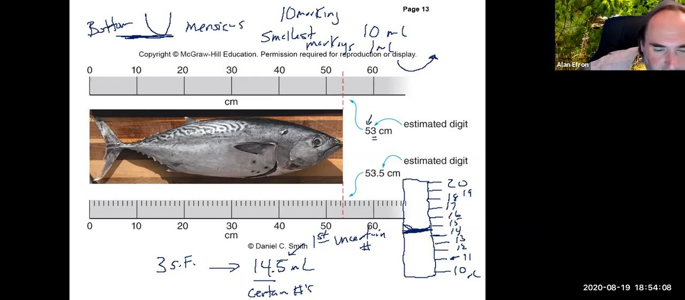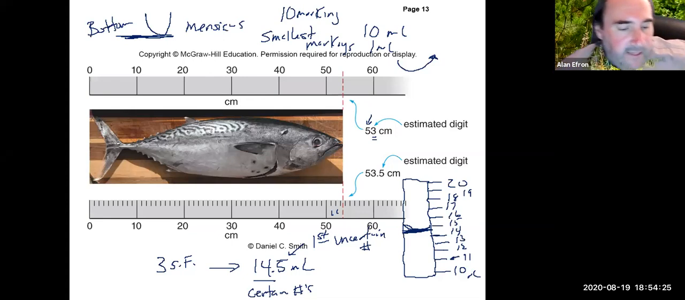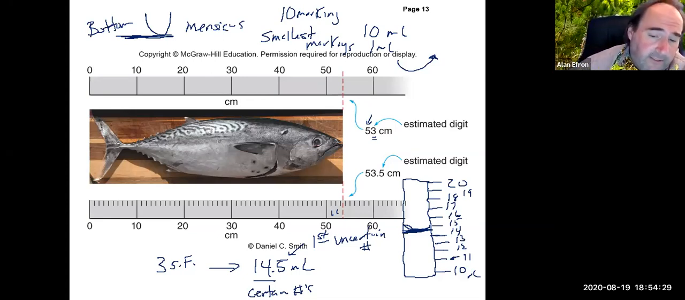Now, if we use a better ruler, like the bottom ruler, we got 50 and 60, and between them there are 10 little markings. Each one represents one. That would be 51 here, 52 here, 53 here. And again, because each of the markings is one centimeter in this case, we could go one more place to the right and we could record 53.5. The uncertain number here being the 5, and these two being our certain numbers. This tells us it's 53.5, maybe it's 53.6, maybe it's 53.4, which is a much better measurement than here, because up here, this could be as big as 54, as little as 52. So a lot more error can occur in that top measurement.